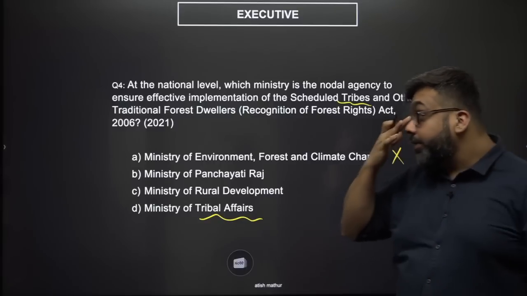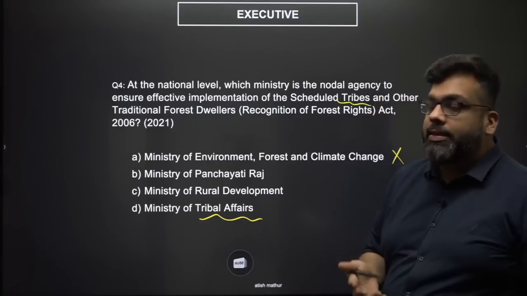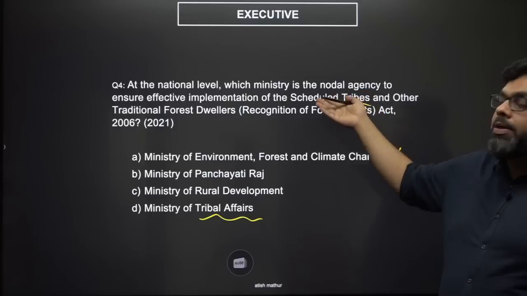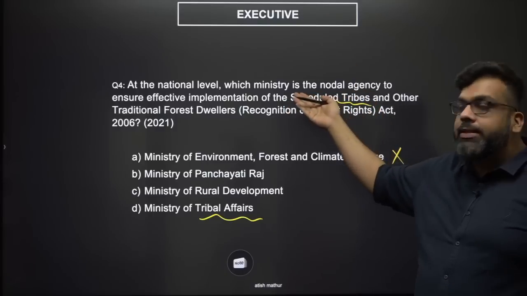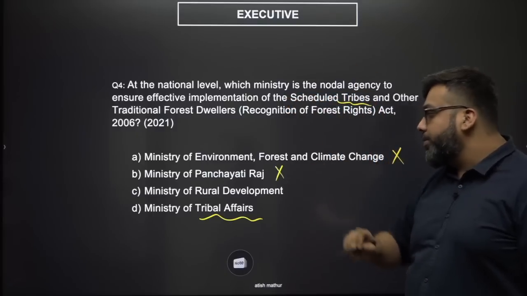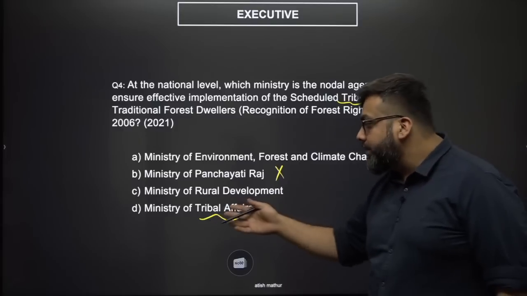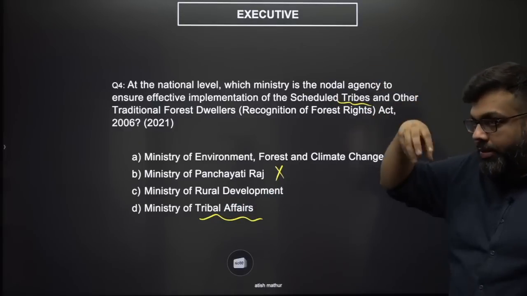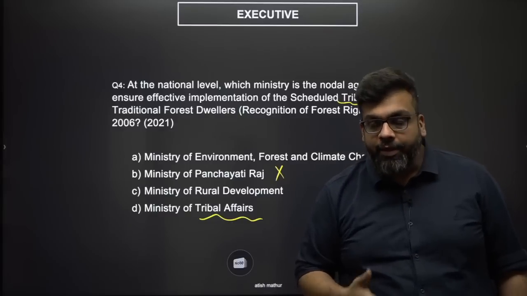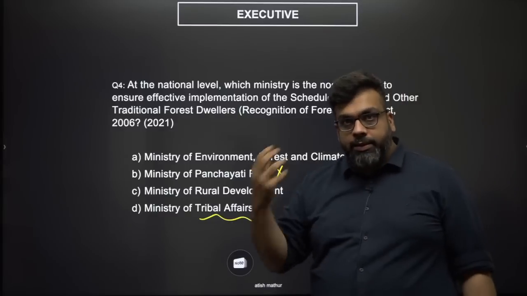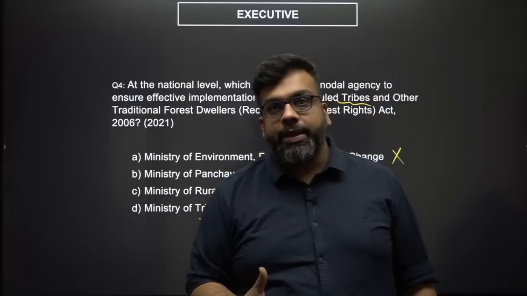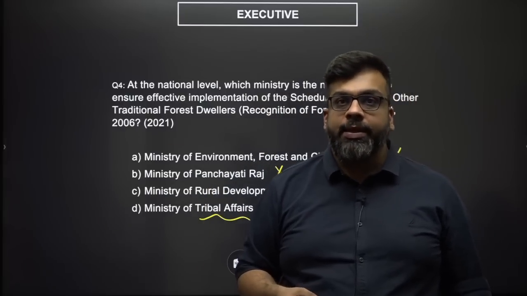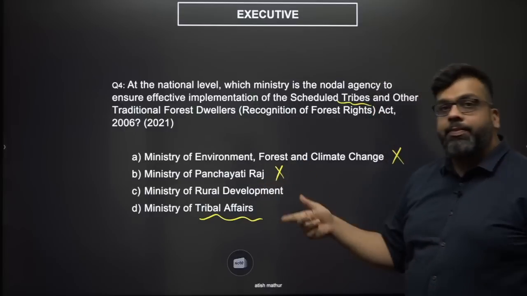2. Ministry of Panchayati Raj, which fundamentally implements the 73rd Amendment. Now, the 73rd Amendment is not even applicable to the 5th schedule, which also contains scheduled tribes. So this does not seem to be the right answer. Then you have the Ministry of Rural Development. Why are you assuming that all of them are traditionally only in rural areas? There could be certain scheduled tribes in certain scheduled areas which may not necessarily be in the rural part of the country, right? That's the problem.